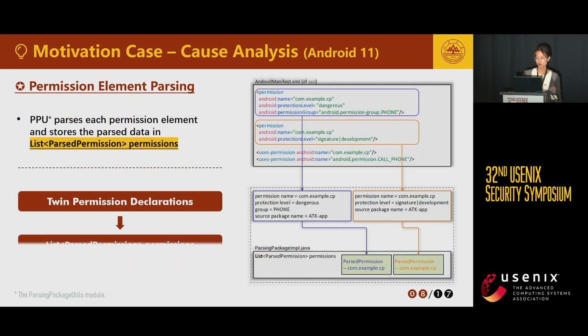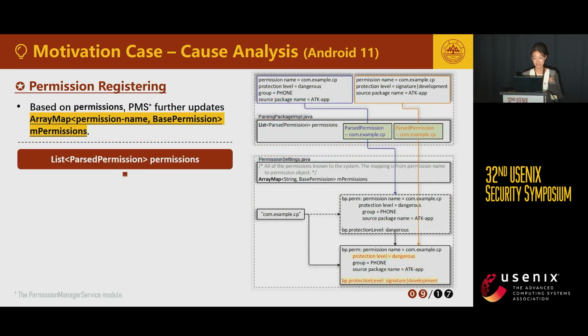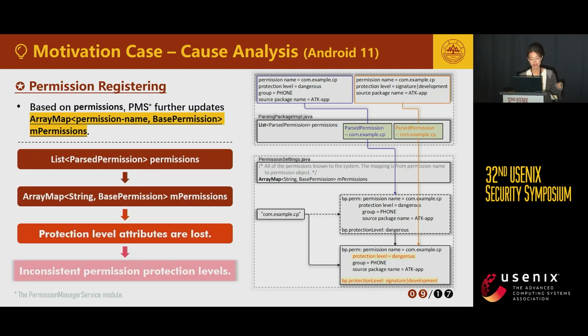We further explored the cause behind this case. During the app installation, the PMS module processes each permission element and stores the first data in the list. Since the list supports duplicate objects, the twin permission declarations correspond to twin instances in this list. After that, based on this list, the Permission Manager Service module will further update an array map. And since the key of the array map is unique, the twin instances in the list will be converted into one item. During this process, the permission level attributes are lost, causing inconsistent permission protection levels. So exploiting such an inconsistency, the malicious app can get the confirm permission automatically.